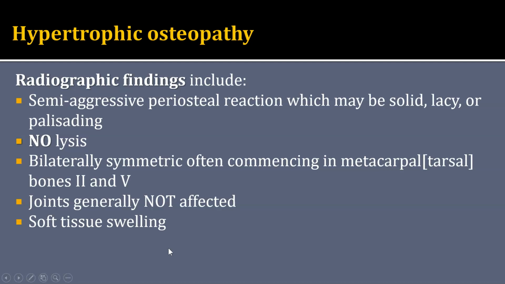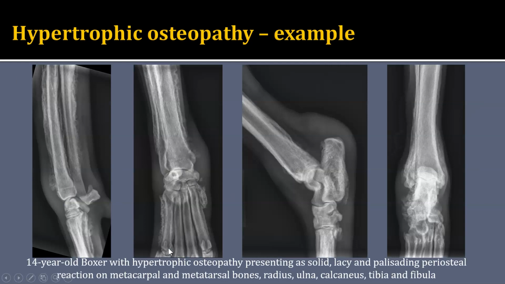Soft tissue swelling is not uncommon, and as I said earlier, sometimes these patients can be quite painful, so they actually present for the lameness, pain, and swelling. Here's an example of a 14-year-old boxer who has hypertrophic osteopathy. And we have orthogonal views of the front limb and orthogonal views of the rear limb.